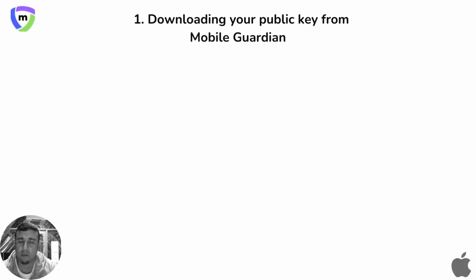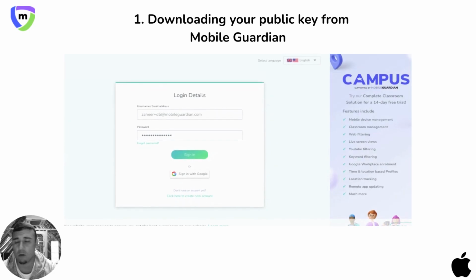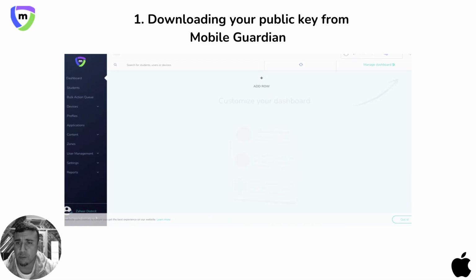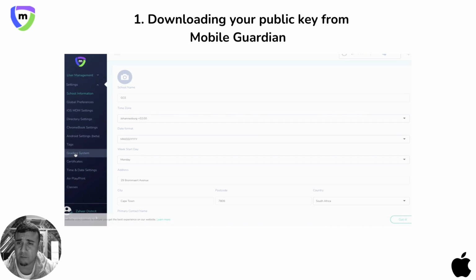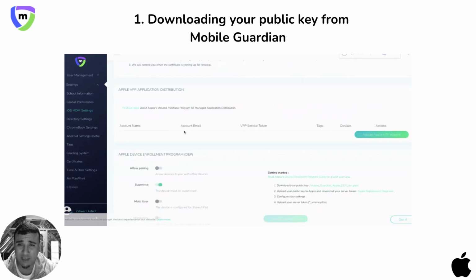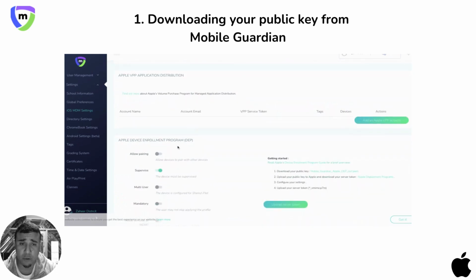First thing we're going to do is to download a key from Mobile Guardian and then upload it to Apple School Manager. So the first step in this process is to log into your Mobile Guardian dashboard. Once in your Mobile Guardian dashboard, you would need to go to Settings. Once in the Settings menu, you'd go to iOS MDM Settings. In iOS MDM Settings, you will go to the bottom of the screen where it says Apple Device Enrollment Program.